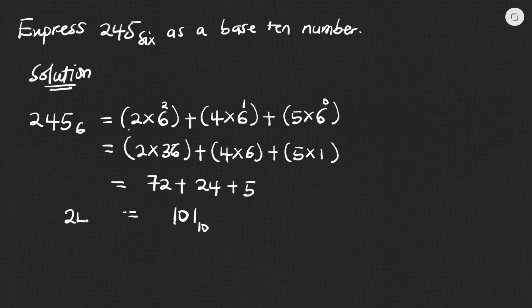So 245 base 6 is equal to 101 base 10 as my final answer. So thank you so much for watching. This is how we convert any number in another base to base 10. We just use each individual digit in the number, you multiply it with the base, and then you give powers to the base from the left to right, and then you sum the products that you get, and that will give you your result in base 10.